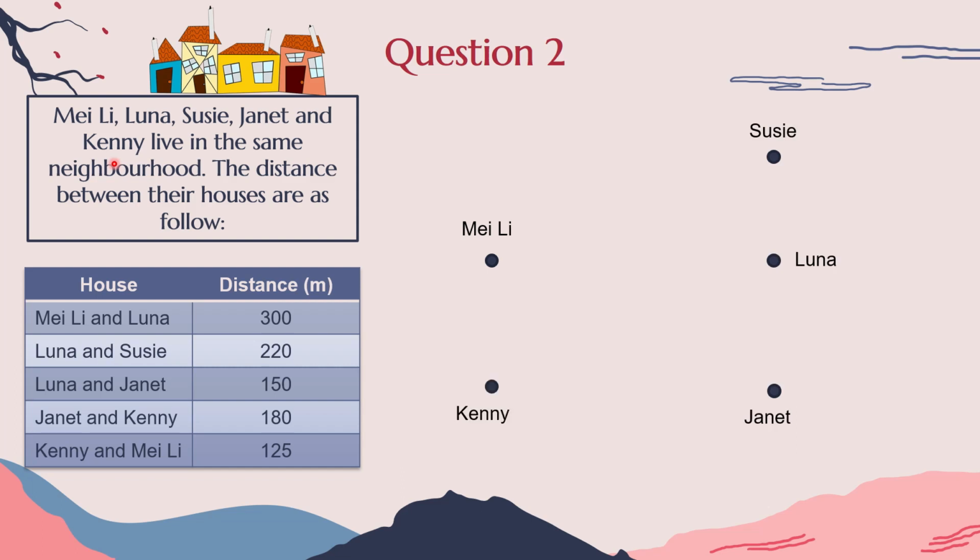Please remember that for this question, the graph is not just one kind of graph. What I mean is that it can be various kinds of graph. This is my form, this is the form of my graph. You can make it in another form, as long as your information is correct. There are 5 vertices: Melly, Luna, Susie, Janet, and Kenny.